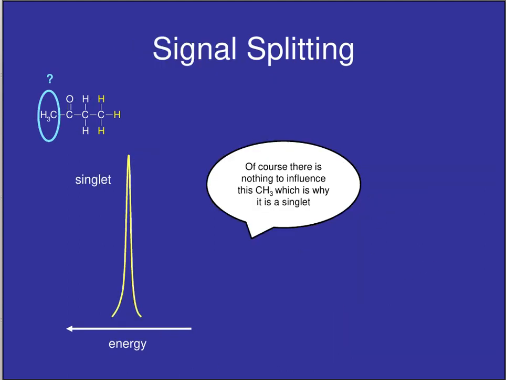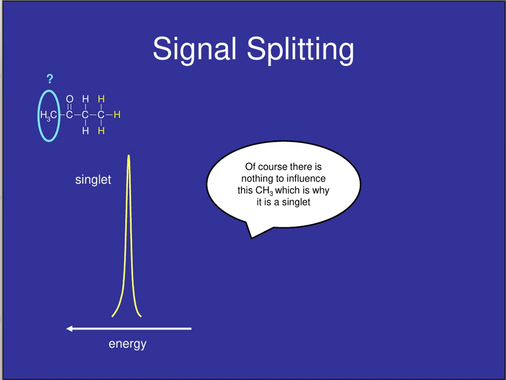Okay, the question, why is this a singlet? Well, there are no neighbors right next to it, and so there's nothing there to influence the methyl group, and so it will be a singlet.